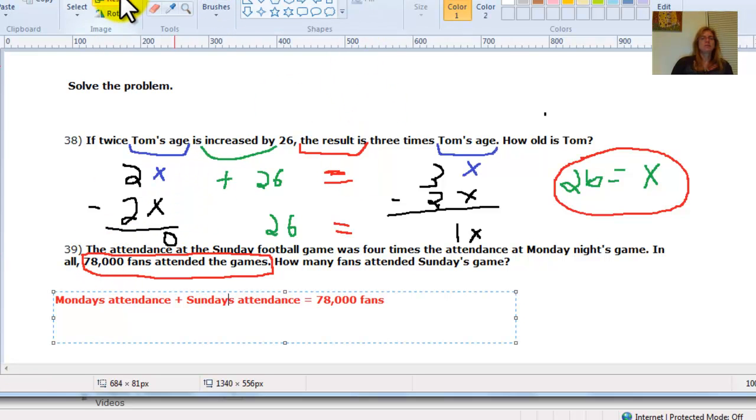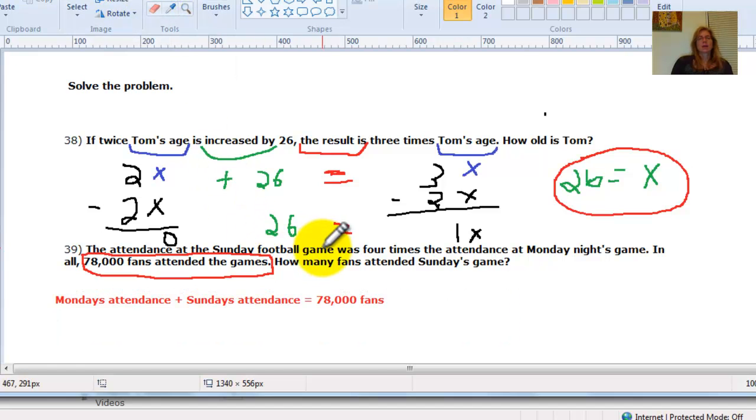The attendance at the Sunday football game was 4 times the attendance at Monday night's game. Alright, so Monday night's game, let's say, is x. And we still keep that plus. And now Sunday's is 4 times the attendance at Monday, so that's 4x. So x plus 4x is then going to equal the total that happened on both days, 78,000. So what we have now is a math expression that we can simplify and solve for the variable.